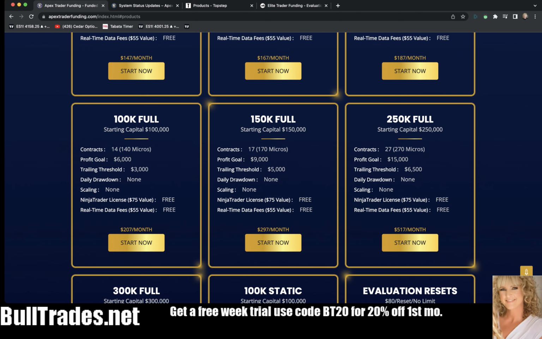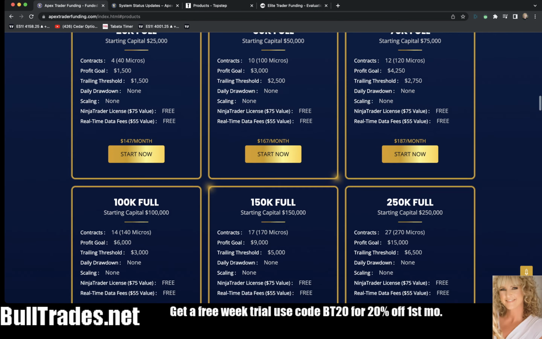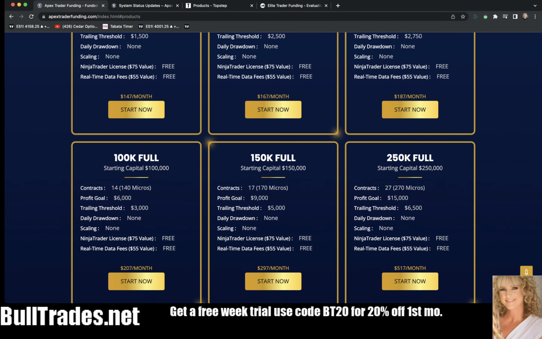100K, 150K. I've gone through everything. I know quite a few people have told me they love the 50K because they like the idea that it's a $2,500 trailing drawdown and you only have to make 3 grand instead of 6 grand. For me, this range, the $5,000 trailing threshold, seems to be the easiest to manage after trying some different combinations of contracts and some different trailing drawdowns.